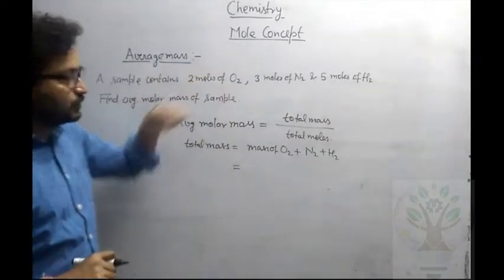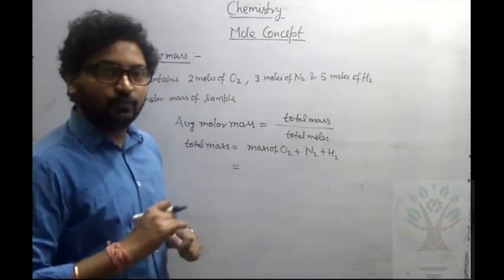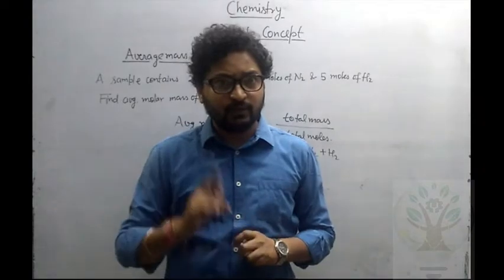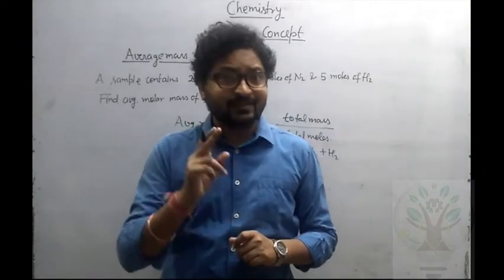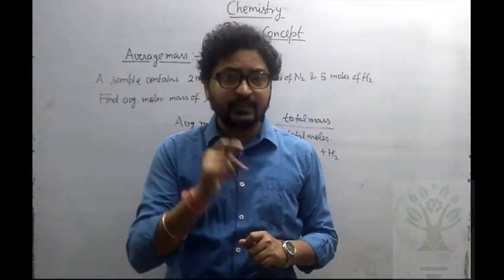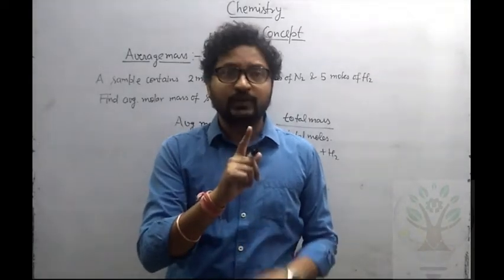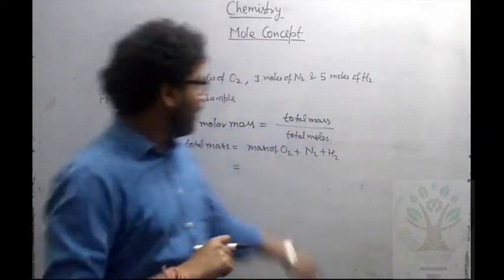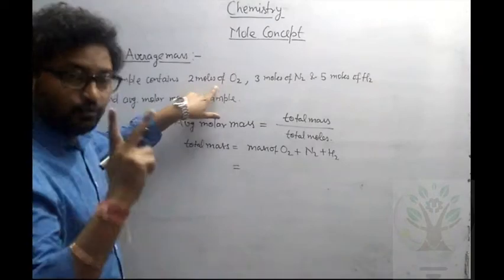Now we have 2 moles of O2. What is the molar mass of O2? Remember, molar mass of O2 will be 32 grams. Meaning if I take 1 mole of O2, it will have 32 gram weight. So how many moles of O2 do I have? I have 2 moles of O2.